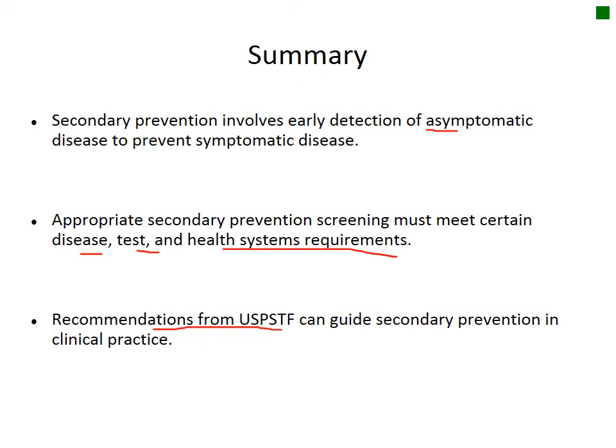So to conclude, secondary prevention involves the early detection of asymptomatic disease. That's the key word here, that they don't have the symptoms yet. Appropriate secondary prevention screening must meet certain criteria of the disease, of the test, and of the healthcare system. And then finally, we do have a national task force that recommends and guides secondary prevention activities in clinical practice.